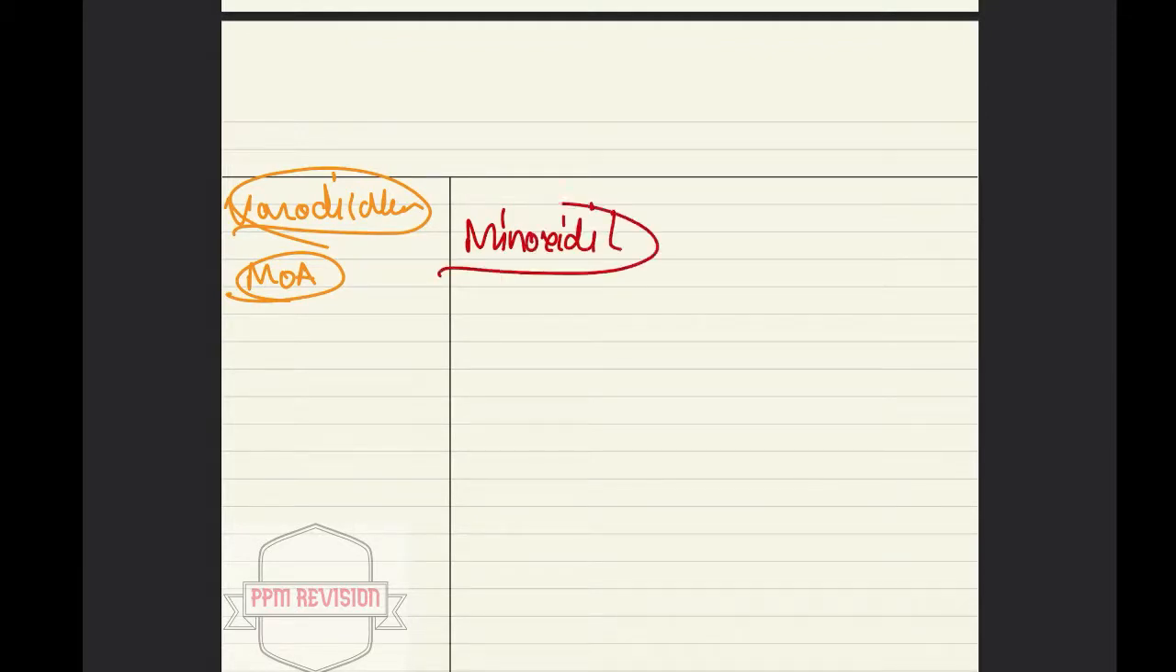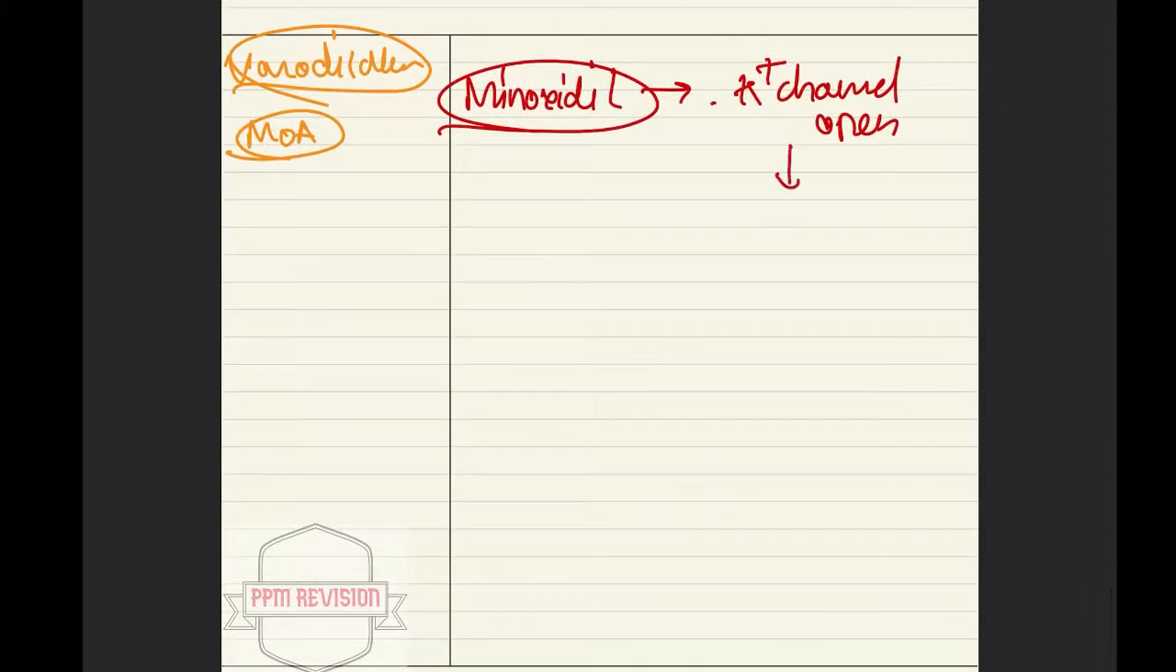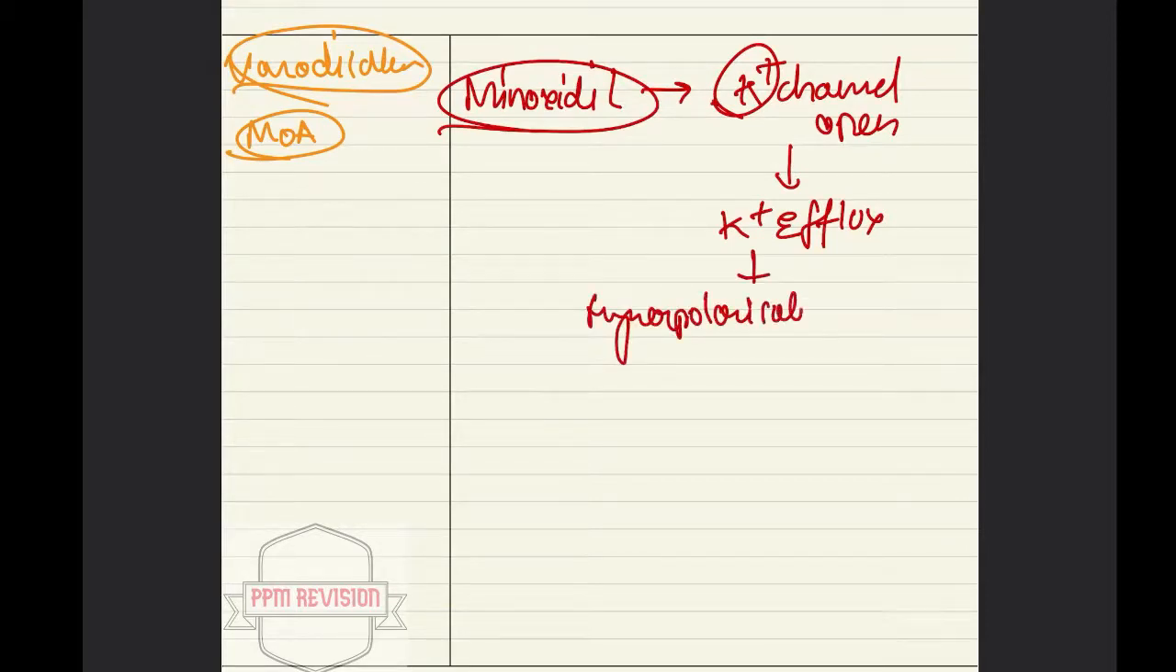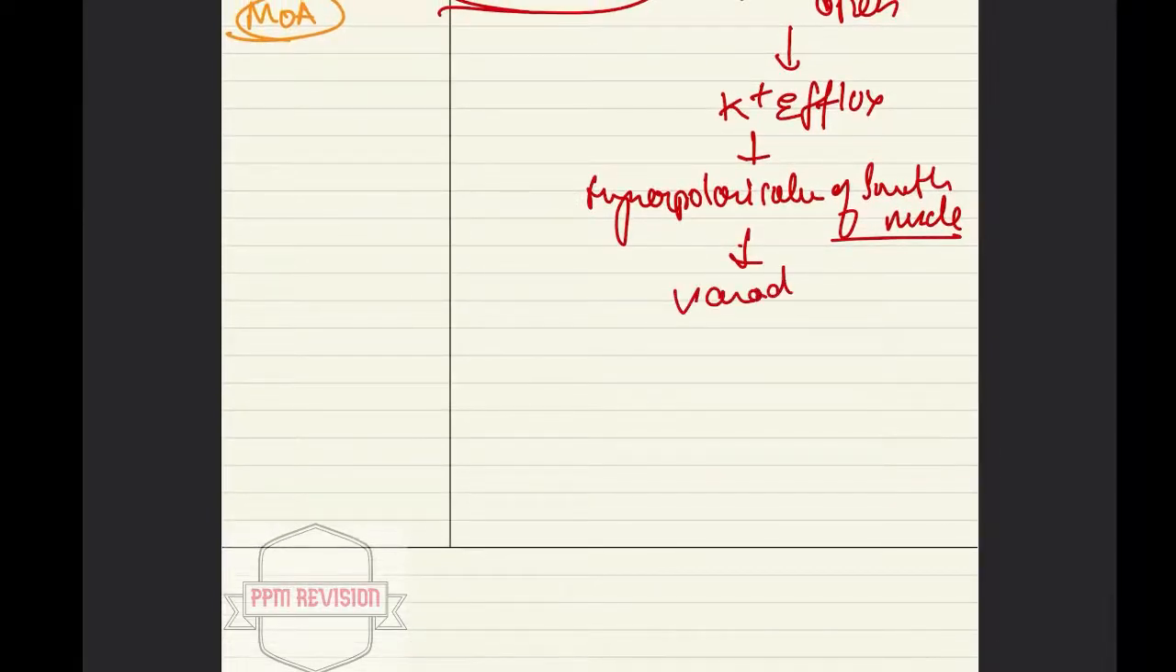So what it does is it activates the potassium channel. So it opens the potassium channel, and this results in efflux of potassium, and what happens is there's hyperpolarization of smooth muscles. The hyperpolarization of the smooth muscles results in vasodilation, and it results in decreased blood pressure. So this is an important mechanism that needs to be known.